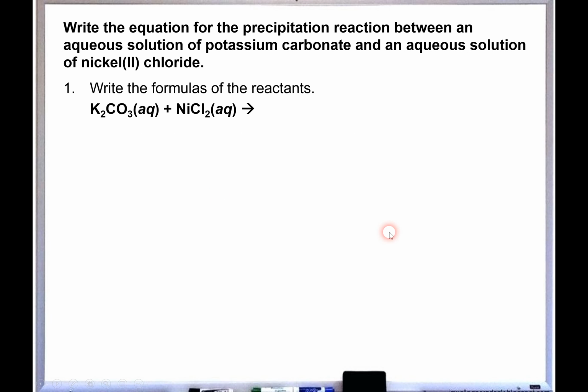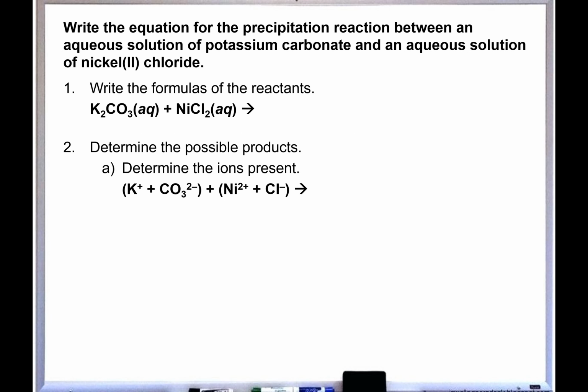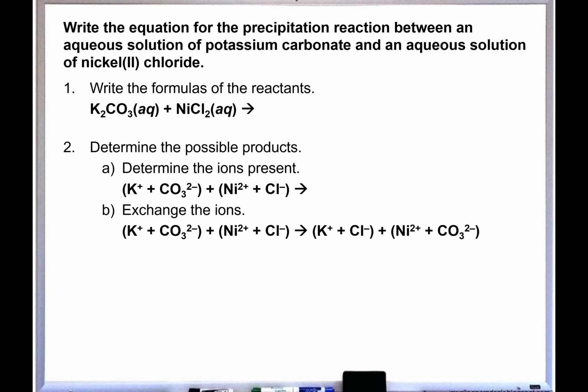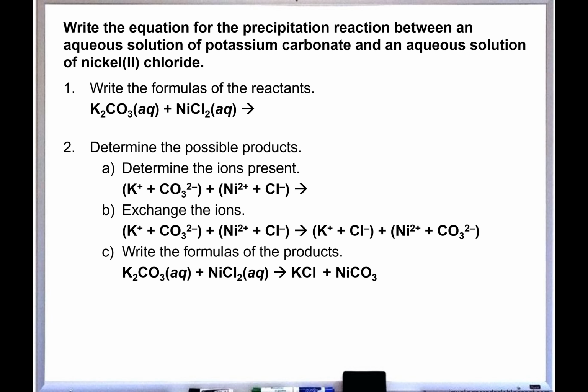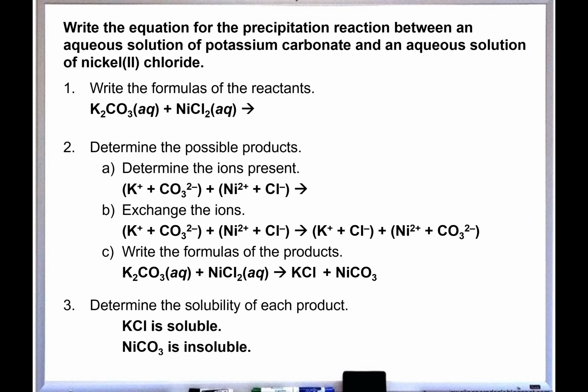Okay, so here they gave you the first step, write the formulas, then determine possible products. So here, this is what I was saying. They break everything to ions first, and this is a great thing to do. So write K plus, CO3 2 minus, plus nickel 2 and the chloride. Okay, then exchange the ions, and then put everything back together. So I did this all just kind of in one step, and that's the way you're going to end up doing it eventually. But this is a good way to do it step by step.